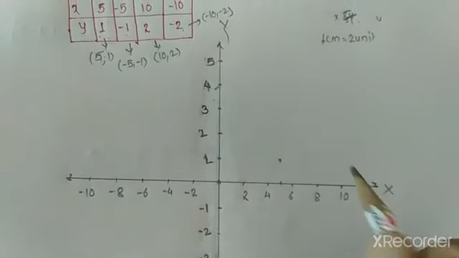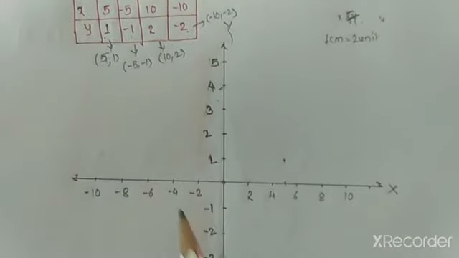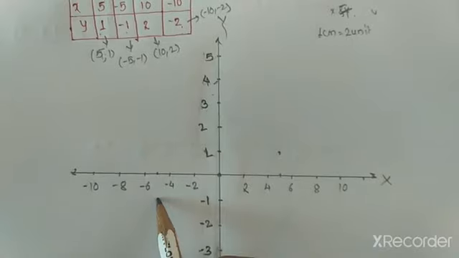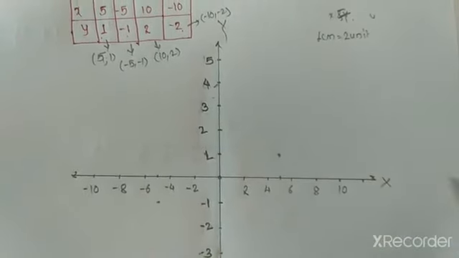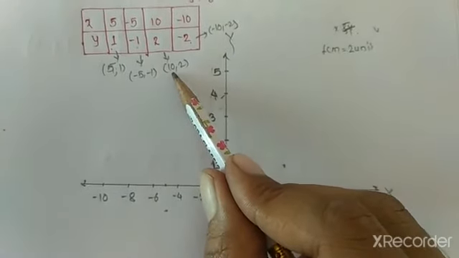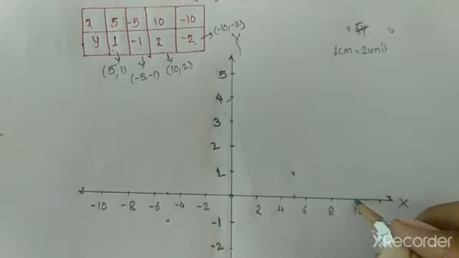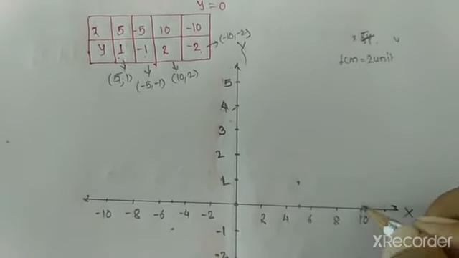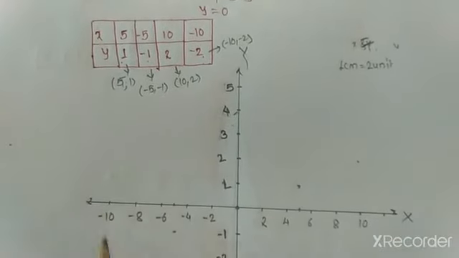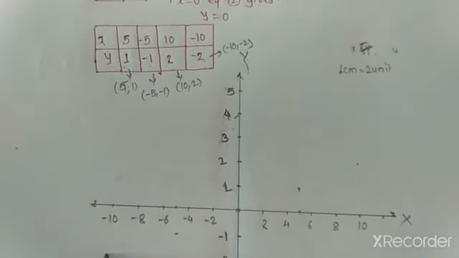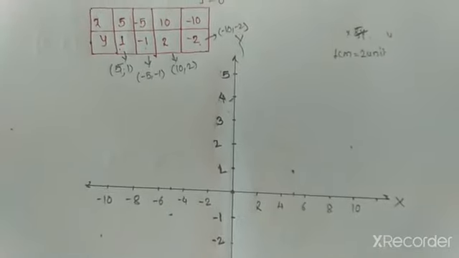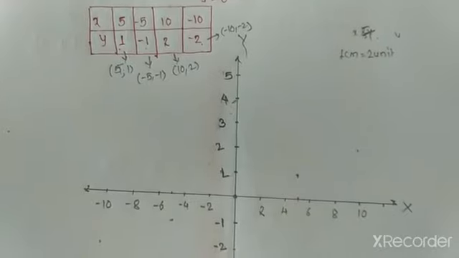Next is for minus 5, it is minus 1, so if I consider minus 5 as the center, it will be nearer to this. Next, for 10, the value of x is 10, y is 2. So for 10, y is 2, so it will be there somewhere. And on the left, for minus 10, it is minus 2. So we have to draw a line passing through these 4 points. By using a scale you have to draw this graph very carefully.